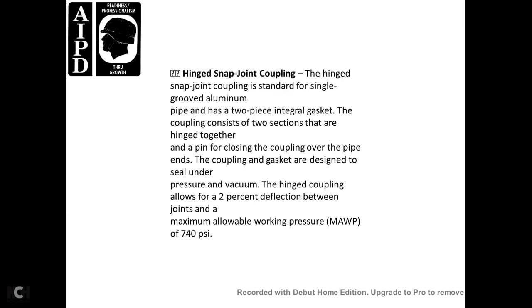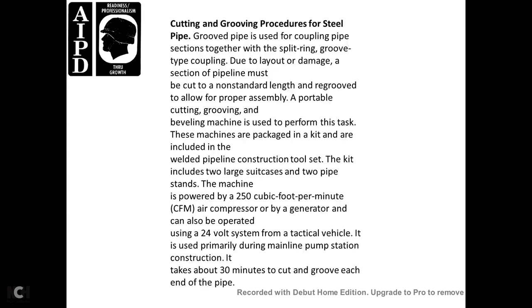The coupling gaskets are designed to seal under the pressure of the vacuum hinge to the coupling, allowing the 2% deflection between the joints and a maximum allowable working pressure (MAWP) of 740 psi.